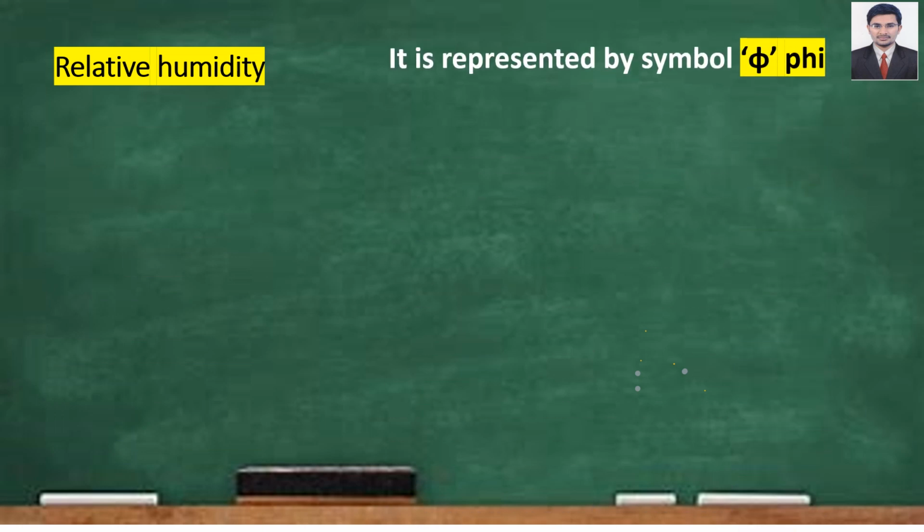Hello friends, so in this video lecture we will discuss the important property of psychrometry, that is relative humidity. Relative humidity is represented by the symbol phi. Now there are two ways you can define relative humidity. Type 1 is in terms of mass of vapor, and type 2 is in terms of pressure of the vapor.